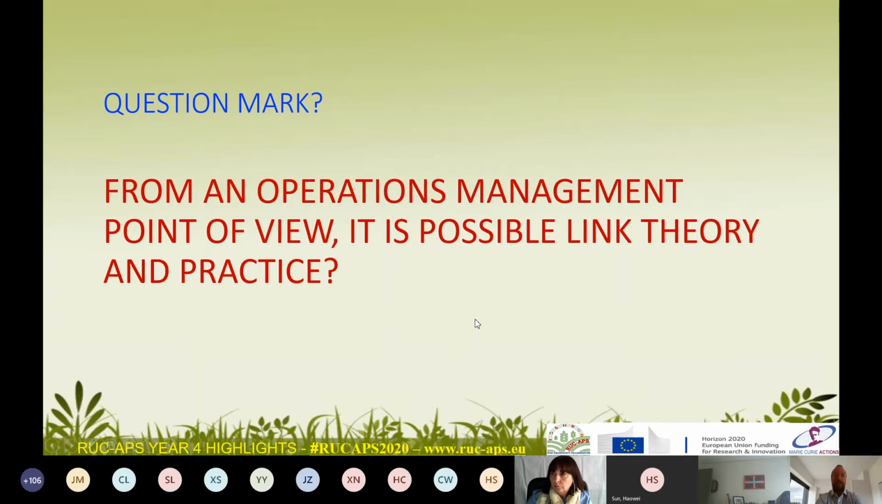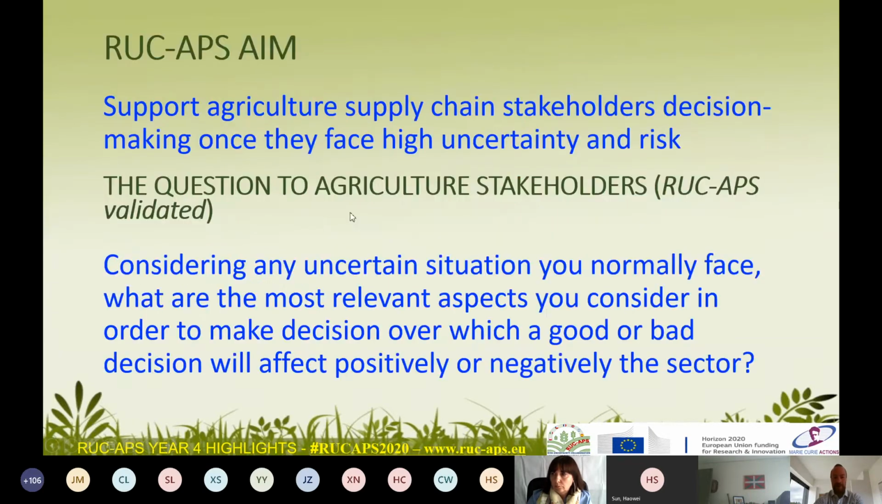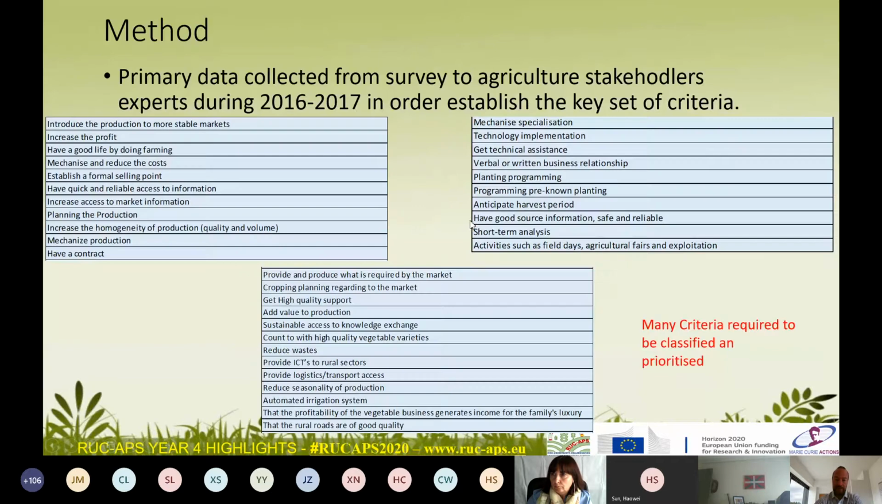But from an operation management point of view, it is possible to link theory and practice. So the purpose of this exercise is to show you how we do it. Considering any uncertain situation that we normally face, we look at the most relevant aspects to consider in order to make a decision, where a good or bad decision will affect each sector positively or negatively. So these aspects are going to be covered in this exercise.